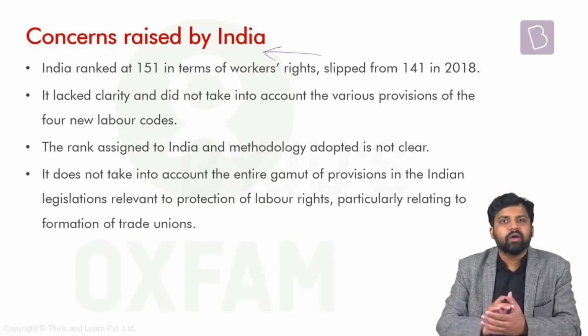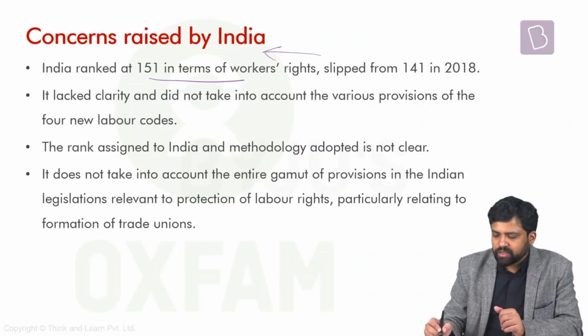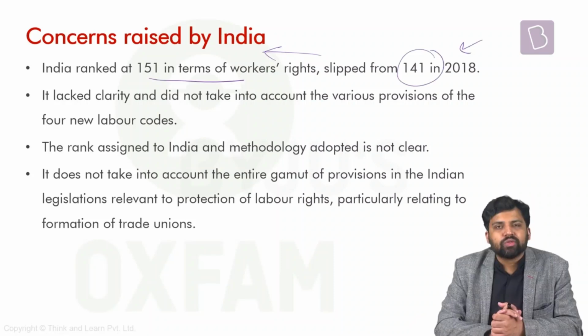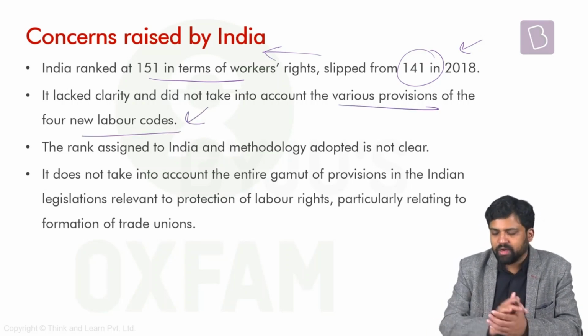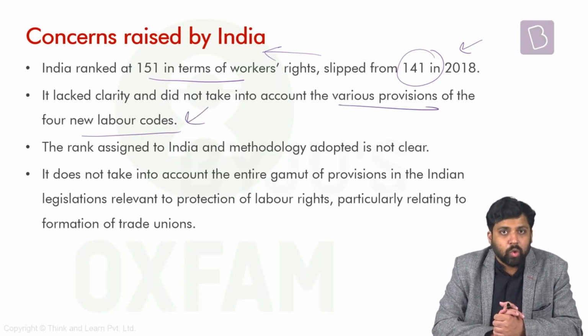So now, why have some concerns been raised in India? Now, India is ranked 151 in terms of workers' rights, and it slipped from 141 in 2018. Right. So that's the reason the minister concerned is saying that it's not correct. It might not be correct, given that India came up with new labor codes recently. Right. So if there are new labor codes, then India is actually doing certain things to improve the position of labor. Then why have you put India at the bottom? Why is its ranking going down?